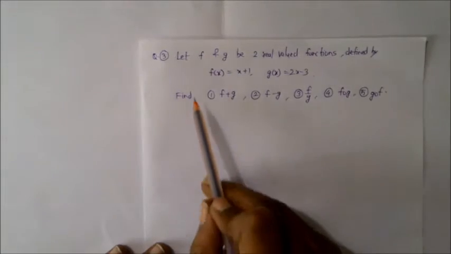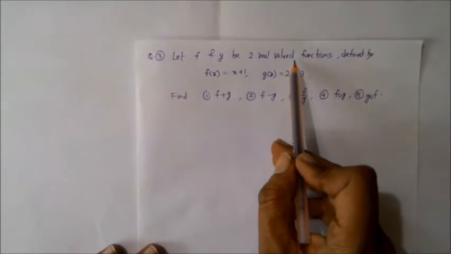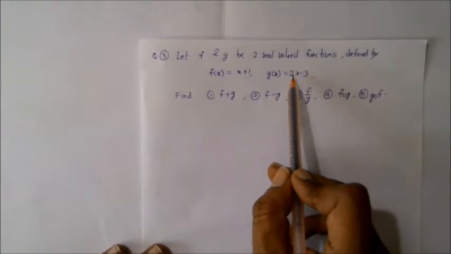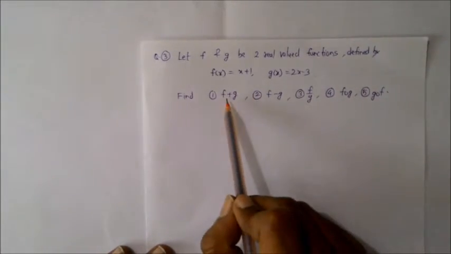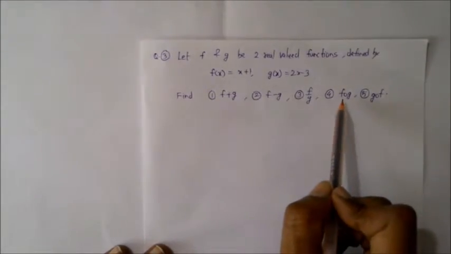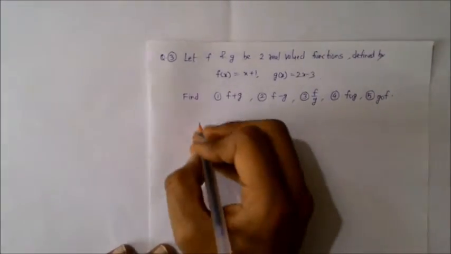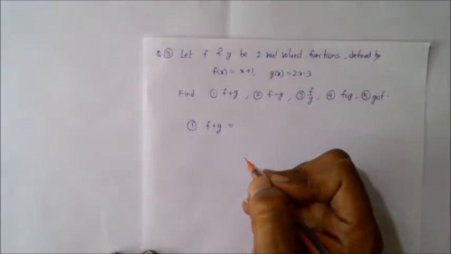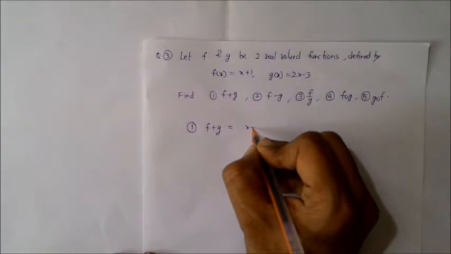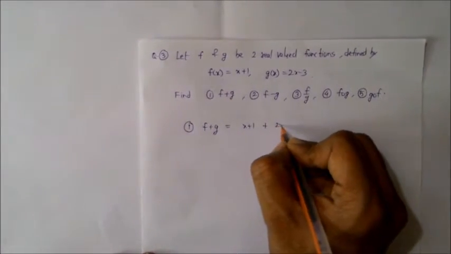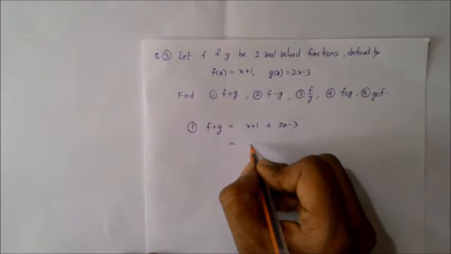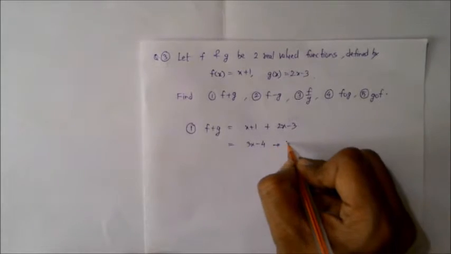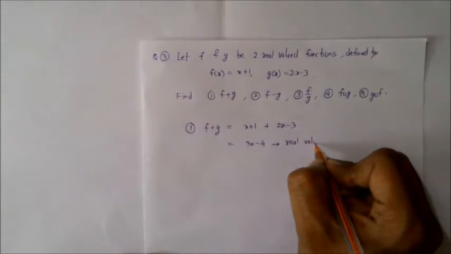Question 3. Let f and g be two real valued functions defined by f of x is equal to x plus 1 and g of x is equal to 2x minus 3. Find f plus g, f minus g, f upon g, f of g and g of f. Now the first task is to find f plus g. This will simply be addition of x plus 1 and 2x minus 3. So this gives us 3x minus 4. Note that this is also a real valued function.